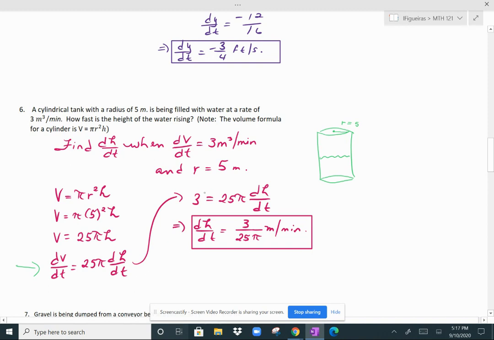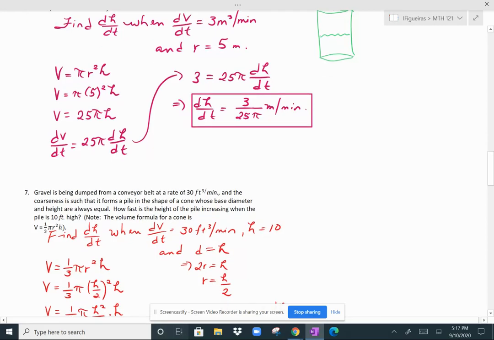Then we know that dV/dt is 3. We know we're solving for dH/dt. So all you need to do is divide both sides by 25 pi, and you get that dH/dt is 3 over 25 pi meters per minute. And again, that's an exact answer. Don't round unless you're told to round.